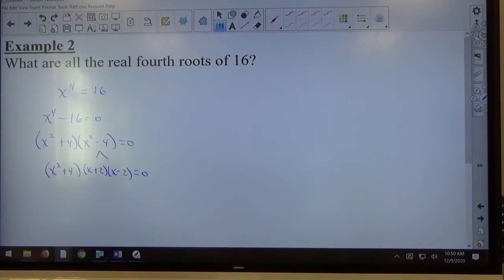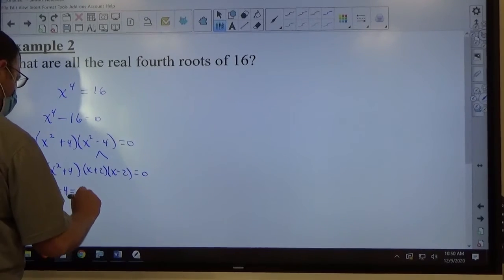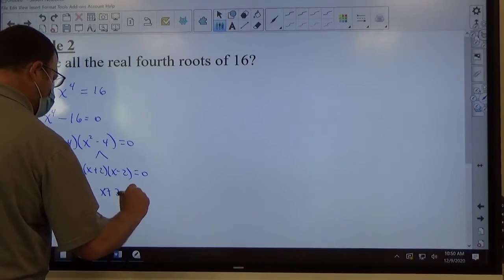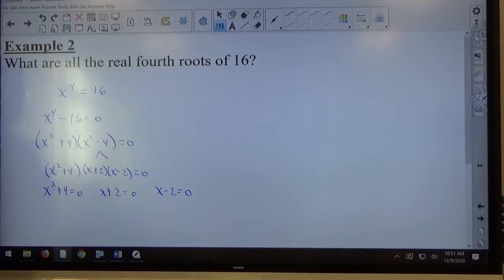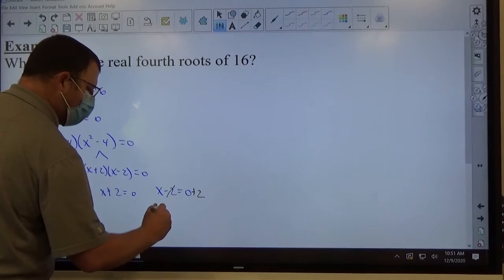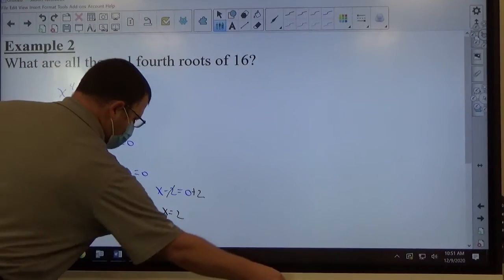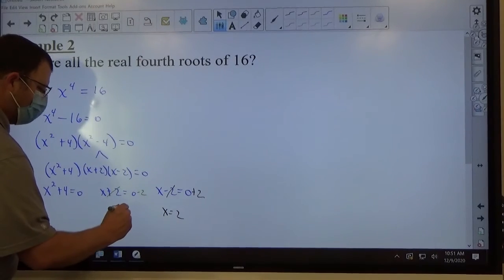So if I factored as much as I possibly can, the difference of squares left over breaks down a second time, and I'm left here with either x squared plus 4 equals 0, x plus 2 equals 0, or x minus 2 equals 0. Again, once you get factored form equal to 0, then you set each factor equal to 0. I'm going to start on the right-hand side here. If I chop the negative 2, it becomes positive 2, so x equals positive 2. Right here, x plus 2, I'm going to chop the plus 2, make it minus 2, so x equals negative 2.